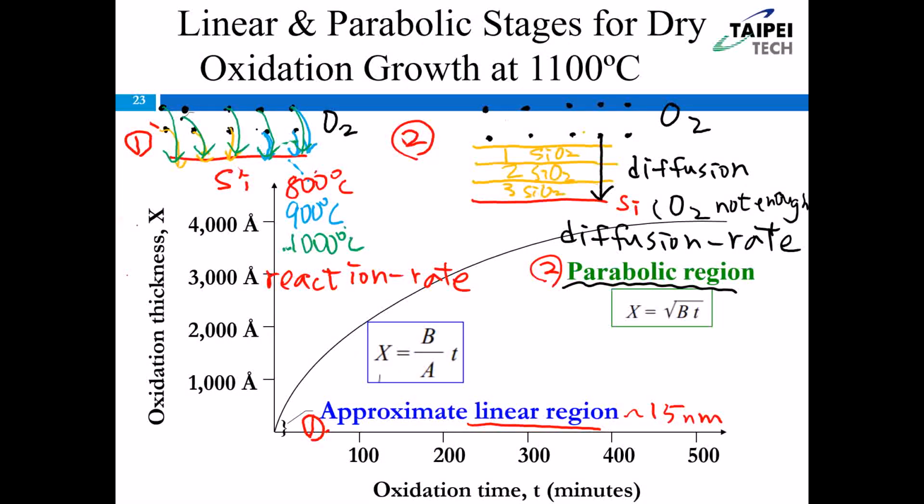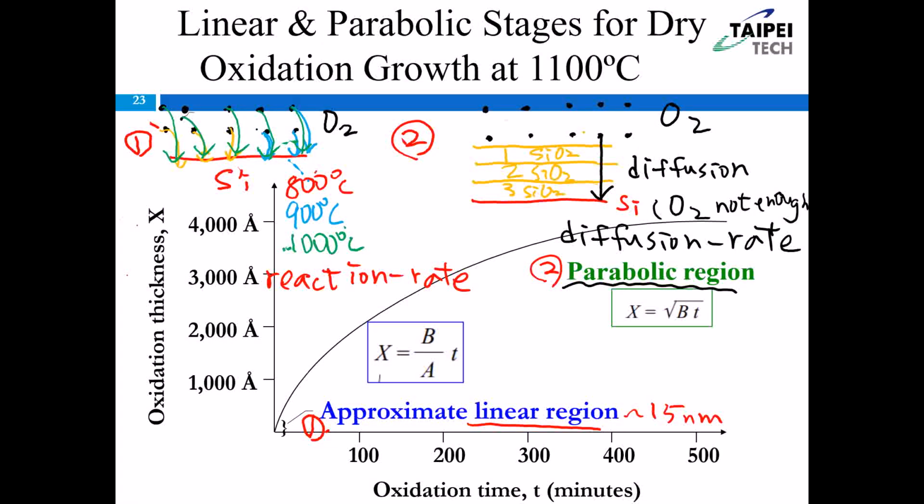So let's go back to the first stage. When we mention reaction rate control, why? Because at this moment, we have a lot of oxygen. We already have so many oxygen atoms for the first stage. So right now, the reaction rate dominates the growth rate, okay? So if I can increase the thermal energy, like temperature, then all of this oxygen can react with silicon, okay? So the growth rate can be enhanced, okay?